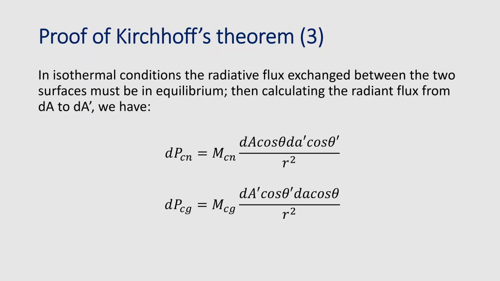All right. So now, we need to equalize these two fluxes, because we are in isothermal condition. But it makes no sense to equalize an excitance that is coming from a black body and an excitance that is coming from a gray body. It's not possible, of course. It makes no sense. So that means that something is missing.